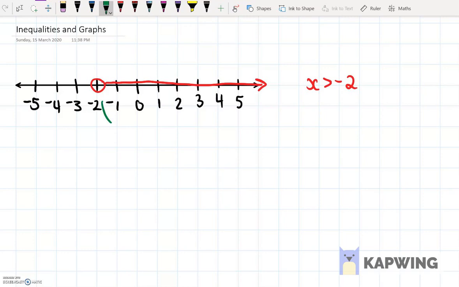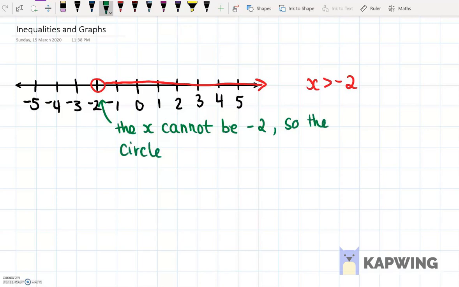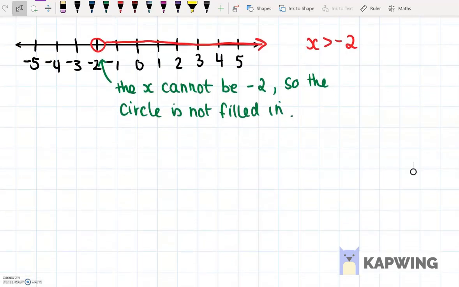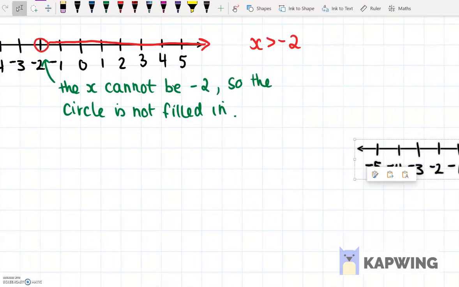And as I said, you will notice the x cannot be minus 2, so the circle is not filled in. We leave that circle empty because the x cannot actually be minus 2. It's everything above minus 2. Okay, now let's try this again.